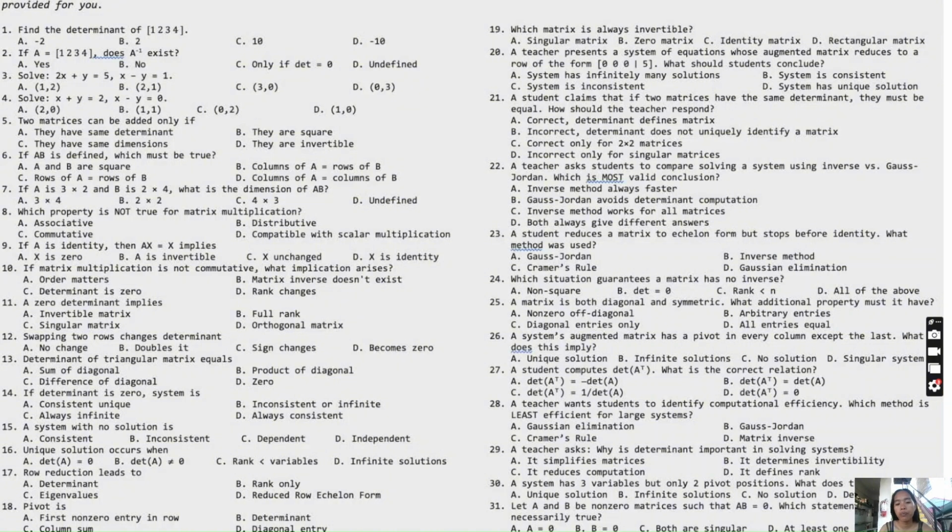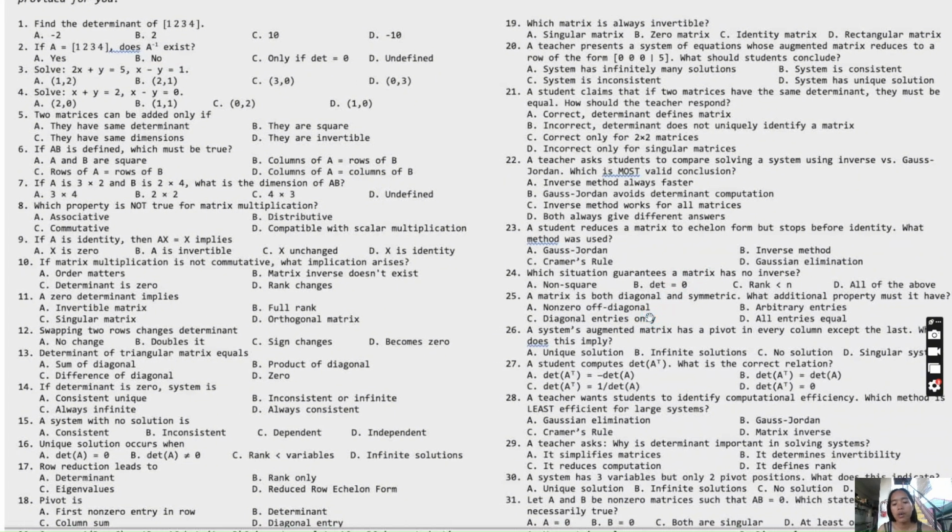Now let's proceed to number 23. A student reduces a matrix to echelon form but stops before identity. What method was used? The answer is letter D, Gaussian elimination, because this method does not continue further until the matrix reaches reduced row echelon form, often the identity matrix on the left side. So now let's move on to number 24.